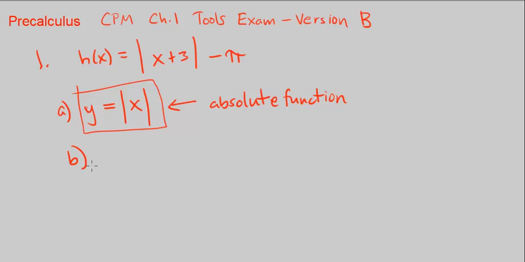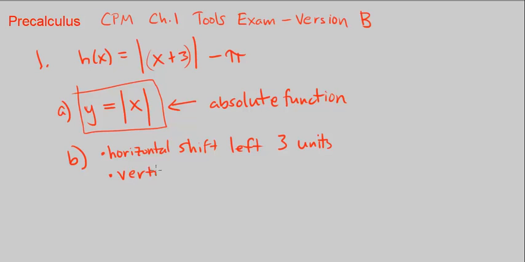Part B asked then, what are the transformations that took place? Well, this plus 3 we know is within the argument, right? You could even put a parentheses around that. And what is that going to do? That's going to horizontally shift left 3 units. Okay? And that happens before this, which is going to outside the argument.